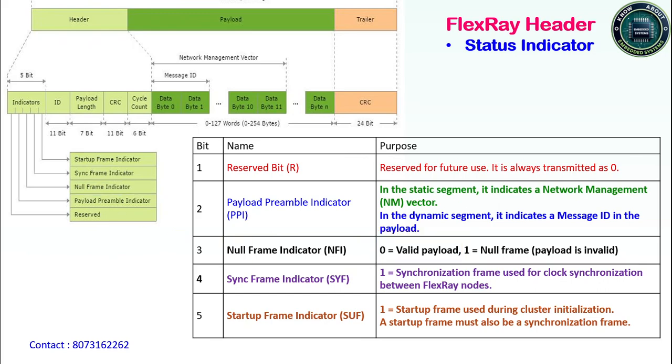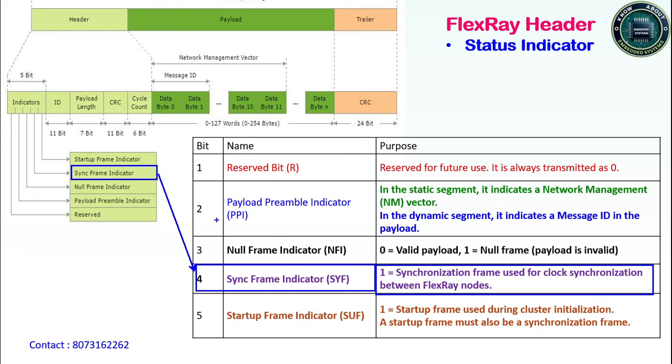The fourth one is the sync frame indicator. What do you mean by this sync frame indicator? It means the frame is going to be synchronized. Whenever the sync frame indicator is 1, it is a frame used for clock synchronization between FlexRay nodes. That means this bit will indicate that all nodes must be synchronized with the common clock. That is called the sync frame indicator, which is used for clock synchronization between the FlexRay nodes. Nodes means ECUs. So whatever you see the word node here, it means an ECU.